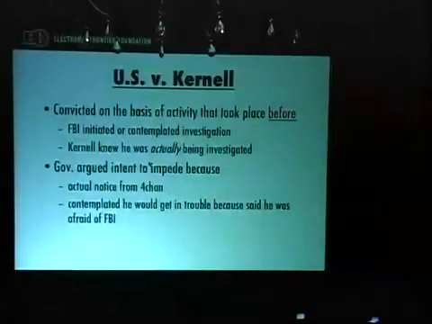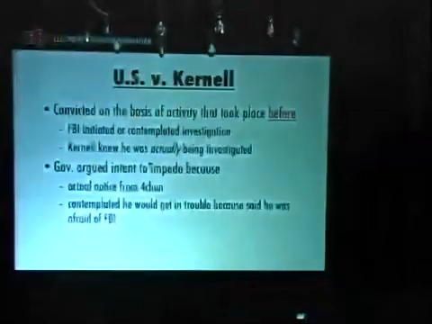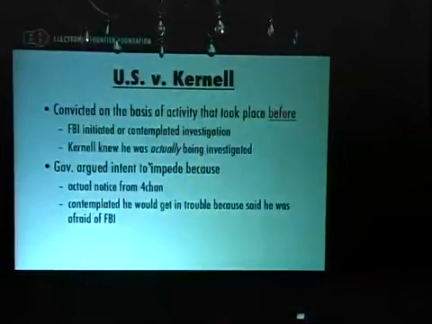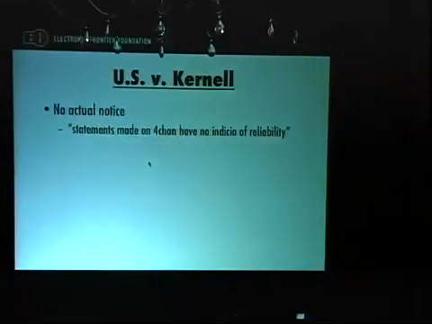Now, when this case went up on appeal to the Sixth Circuit, what the government argued was that Colonel had the intent to impede because of two things. First, that he had actual notice based on the user who ratted him out to the FBI. And second, that he contemplated he would get in trouble because he said he was afraid of the FBI. So this was what the government argued. And the Sixth Circuit ultimately held that he did not have actual notice, and its quote was, "Statements made on 4chan have no indicia of reliability."